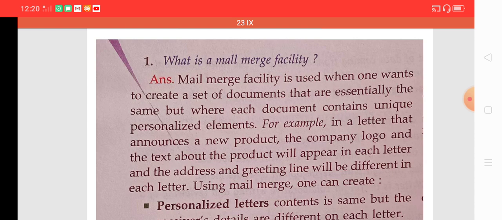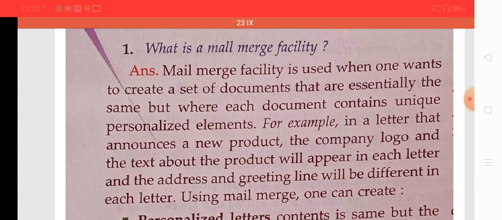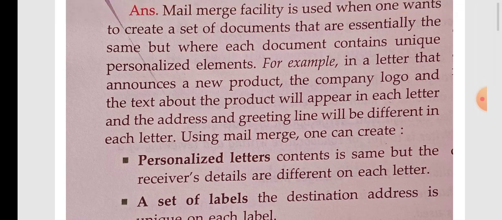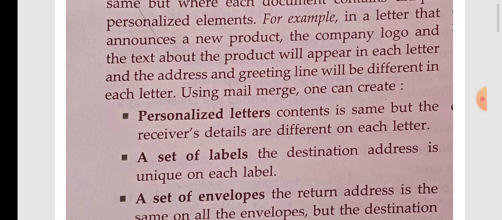First of all, what is a mail merge facility? That question belongs to MS Word. The mail merge facility is used when one wants to create a set of documents that are essentially the same, but where each document contains a unique personalized element. For example, in a letter that announces a new product, the company logo and the text about the product will appear in each letter, and the address and greeting line will be different in each letter. Using mail merge, one can create personalized letters containing the same content, but the receiver details are different on each letter. Second is a set of labels.